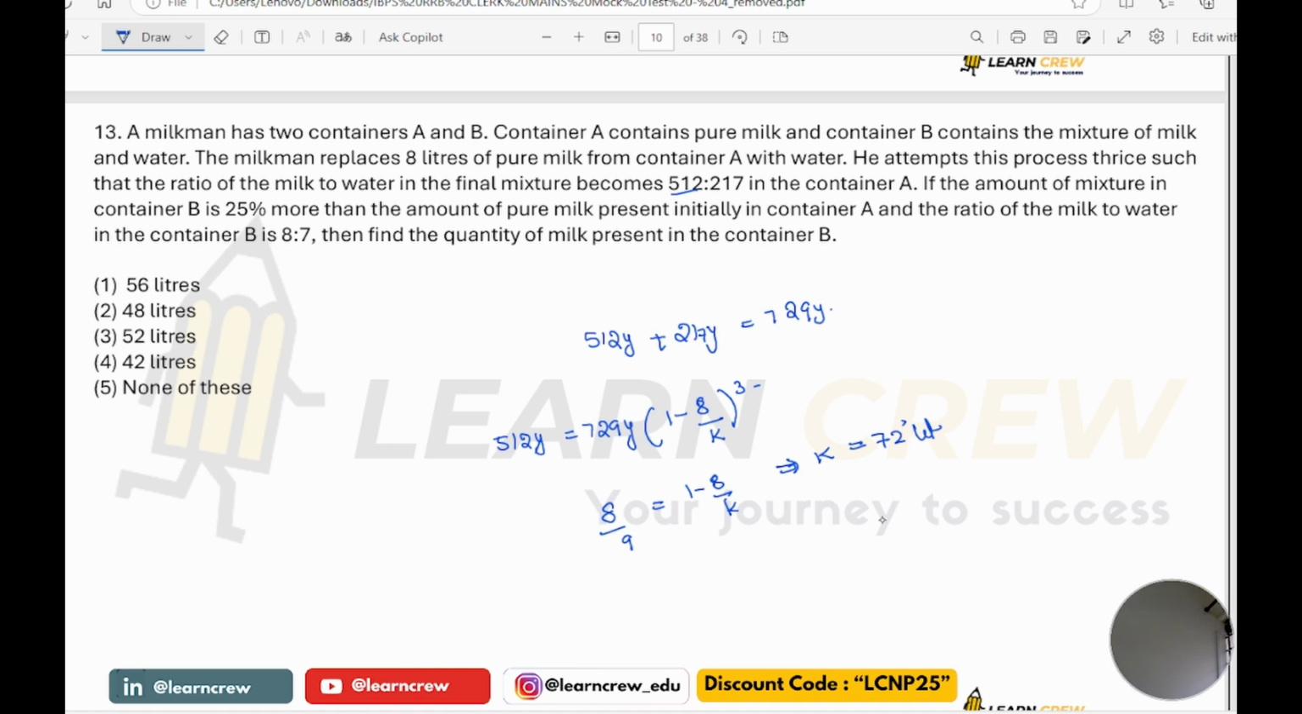72 liters. So what is the quantity of mixture in container B? It is 25% more, so 125% of 72, which is 90 liters. Milk in B would be how much? 8 by 15, since 8:7 is the ratio. So 8 by 15 of 90, which is 48 liters. So the answer here is 48 liters.